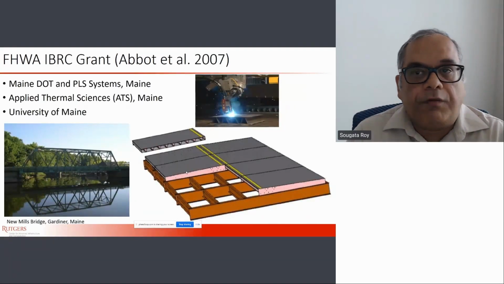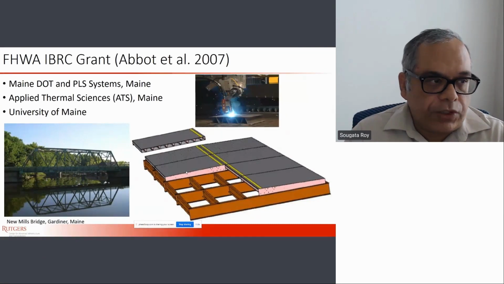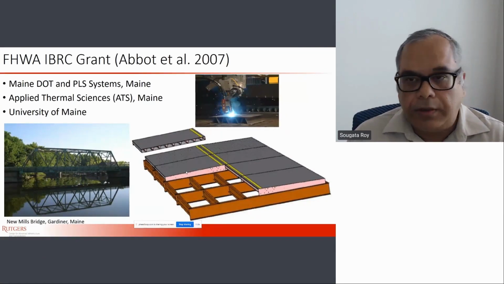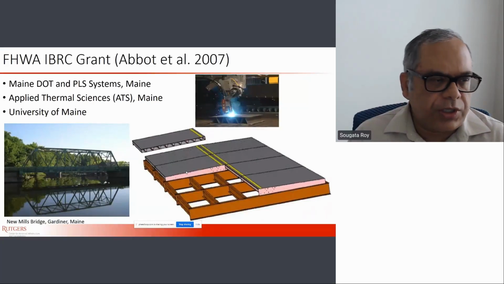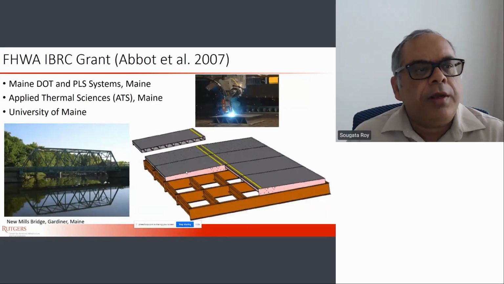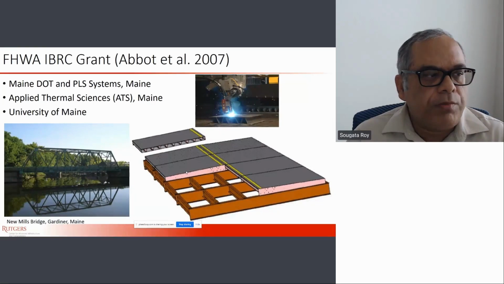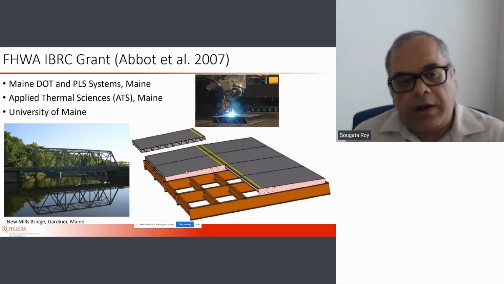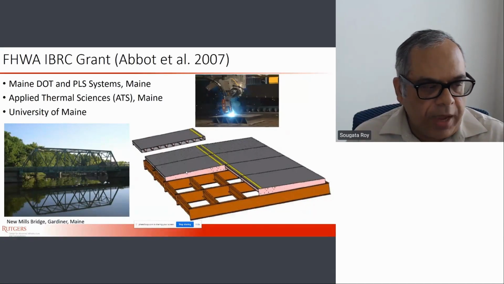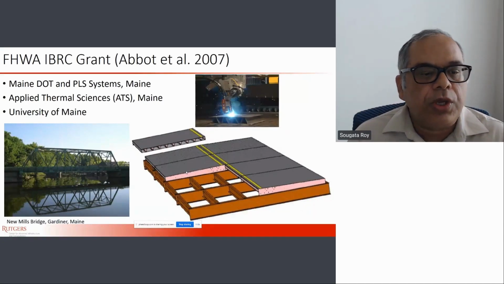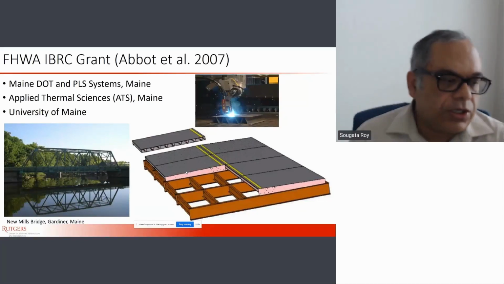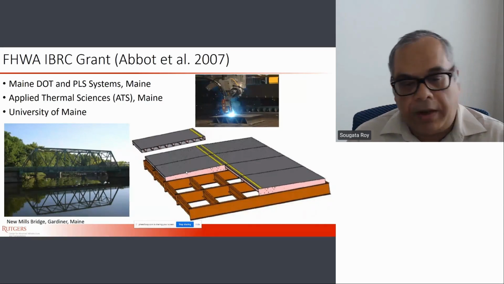Now, this concept of a corrugated core was first tried by FHWA under an IBRC grant, which is Innovative Bridge Research and Construction, I believe. That grant was given to NJDOT and a company called PLS Systems and Applied Thermal Sciences. They collaborated along with the University of Maine, and they wanted to use a corrugated deck concept for a replacement deck for the New Mills Bridge in Gardiner, Maine.